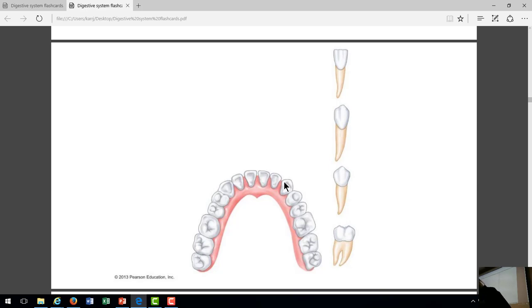Then we have the molars. The molars are the flat teeth that we have toward the back of our mouth, and they're more for grinding, breaking down larger solid bits into a soft mush. So they're just more for grinding and crushing.